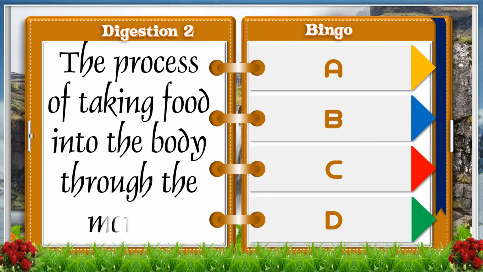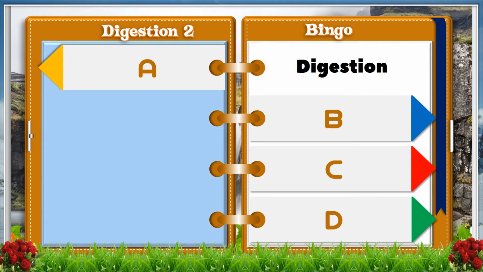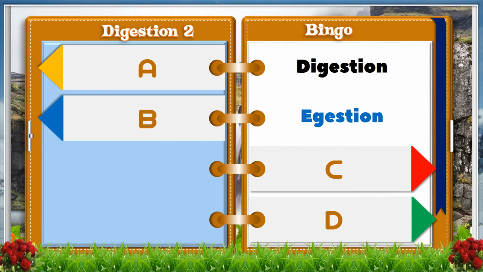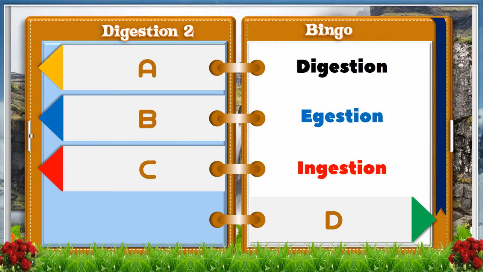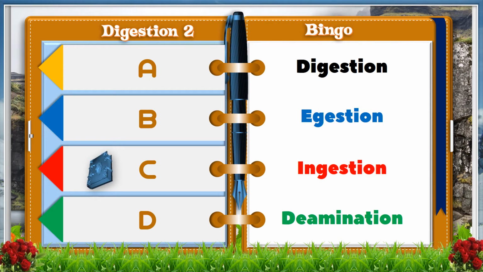The process of taking food into the body through the mouth. A. Digestion. B. Egestion. C. Ingestion. D. Deamination. And the answer is C. Ingestion.